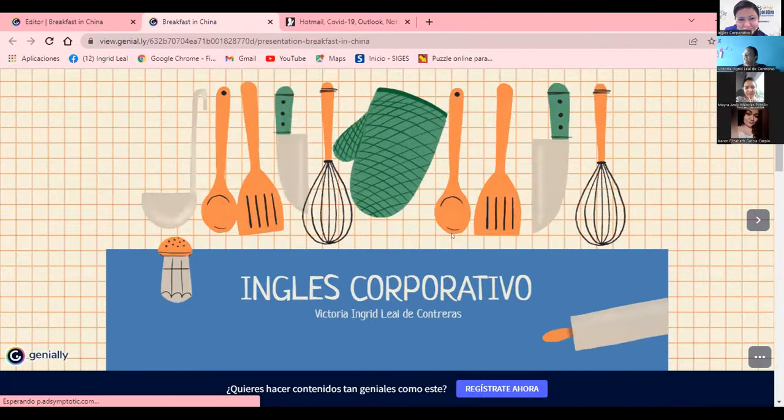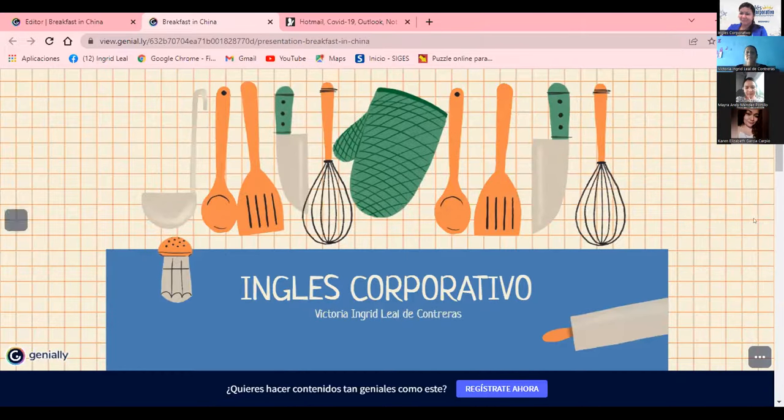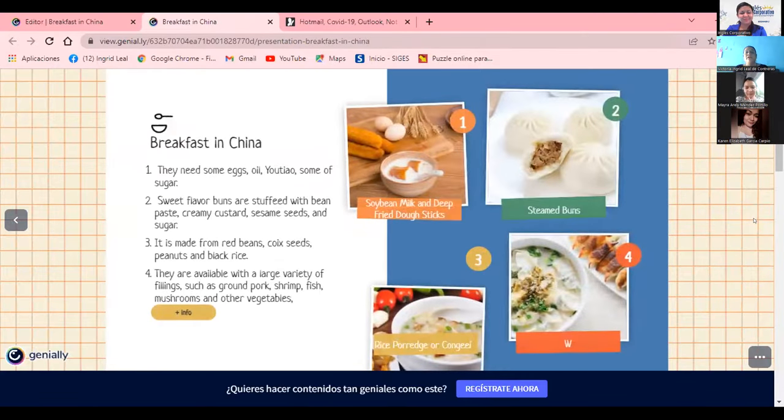Okay. The Chinese have 10 popular foods, but I chose 4 to explain. Number 1, soybean milk and fried dough sticks. They need some eggs, oil, youtiao, some sugar. Number 2, steamed buns. Sweet flavored buns are stuffed with bean paste, creamy custard, sesame seeds, and sugar. Number 3, rice porridge or congee. It is made from red beans, sesame seeds, peanut, and black rice.